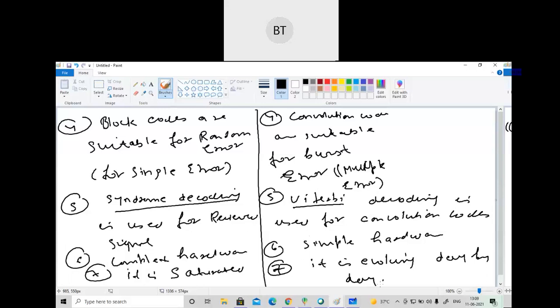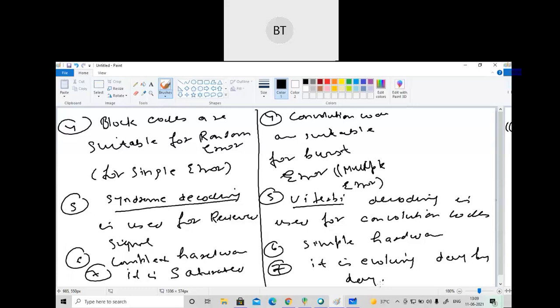So the difference is clear between the block codes and the convolution codes. Actually, in the convolution codes we use the k value as 1 only, in the (n, k) notation. When we are differentiating, that k value should be 1 in the convolution code. But in the block codes, we have seen the n value and k value are very large. So all this difference I have written.